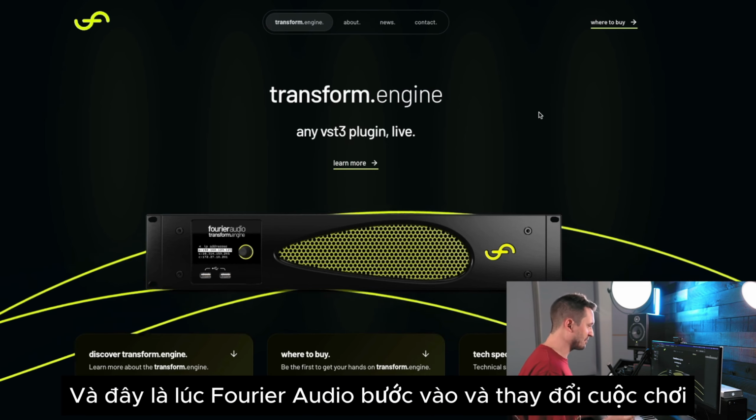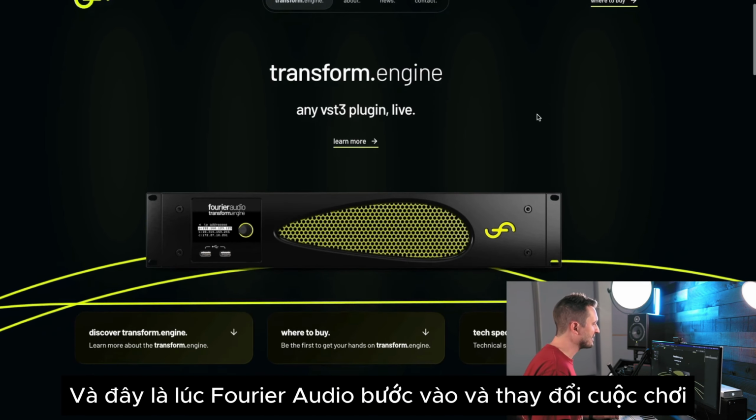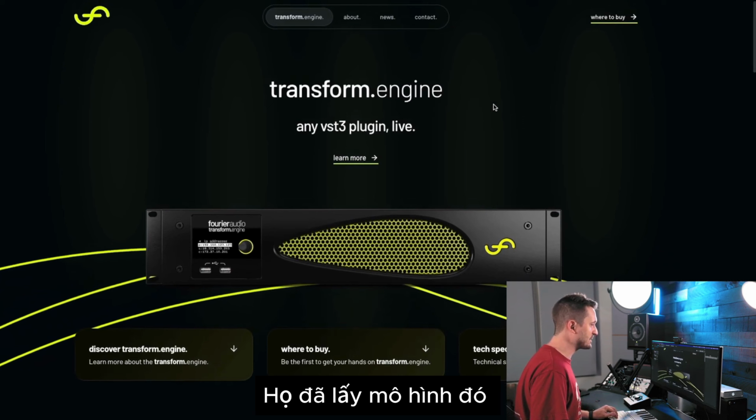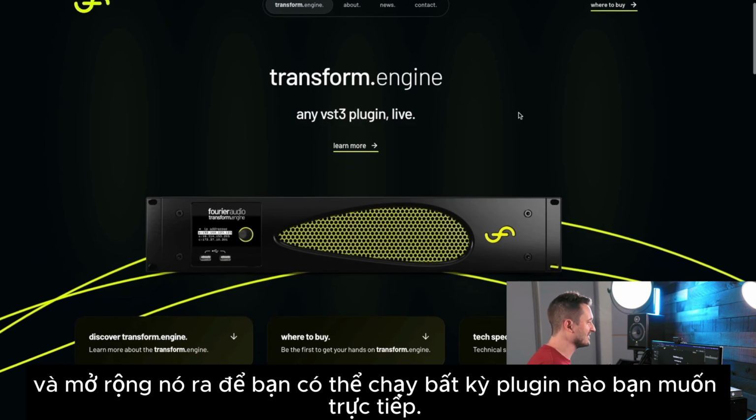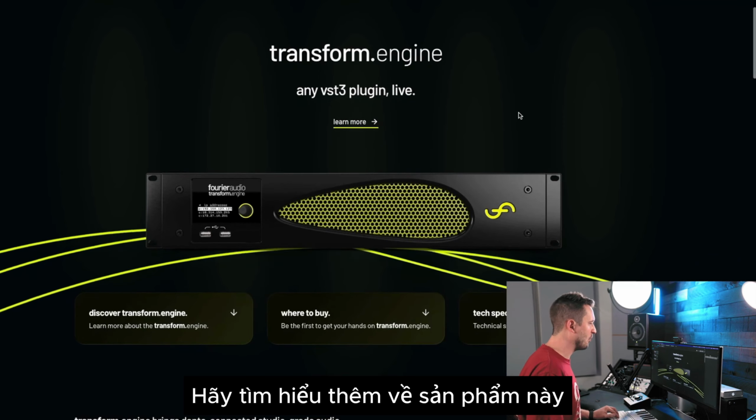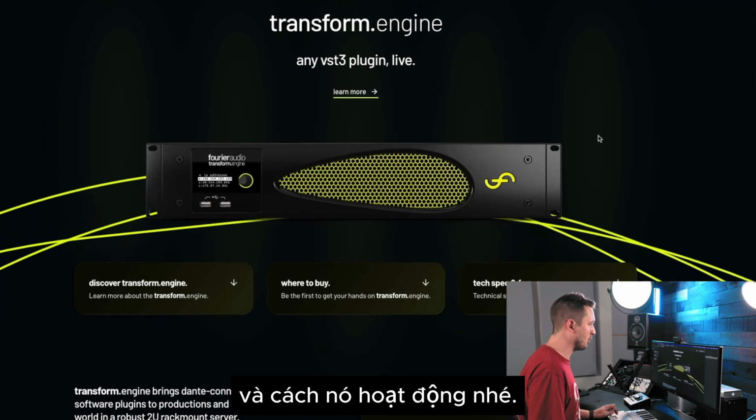And in steps Fourier Audio, just changing the game. So what they've done is essentially taken that model and opened it up so you can run anything you want live. So let's learn a little bit more about what this thing is and how it's going to work.